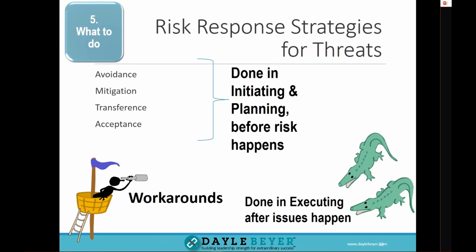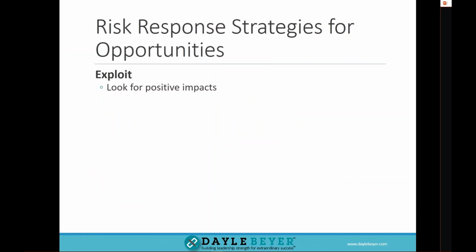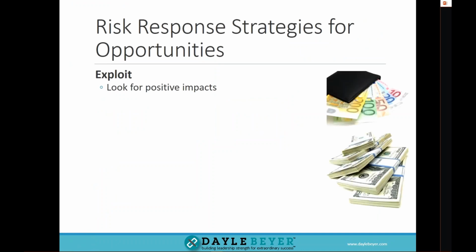Now again, we don't want to just focus on threats here. We want to focus on opportunities. We want to look for positive impacts to time and to money. We want to share opportunities. So in other words, if you have a contract with a vendor, what about sharing the ownership of the risk? Okay, there are different types of contracts, and a contract is actually a risk mitigation tool.